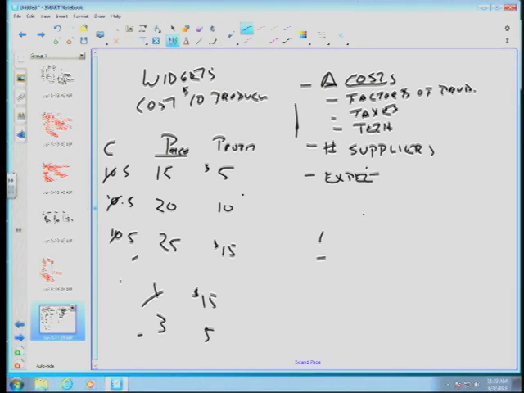Expectations about prices. If I'm a manufacturer, and they react opposite to us, if they think the price is going to be higher in the future, when do they want to offer it for sale? Now or in the future? In the future. So what will they do today? Cut back.